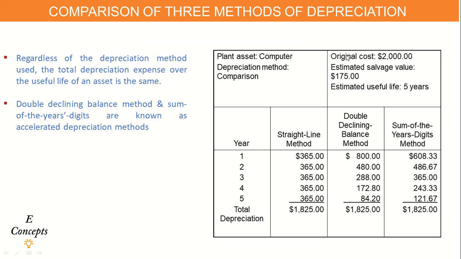So multiply 20% with $1,825, and we will have $365. Simple as that. Again, because it is the straight line method, for every year there is a constant amount of depreciation, so $365, $365, $365, and that will make $1,825 for year 5, total.